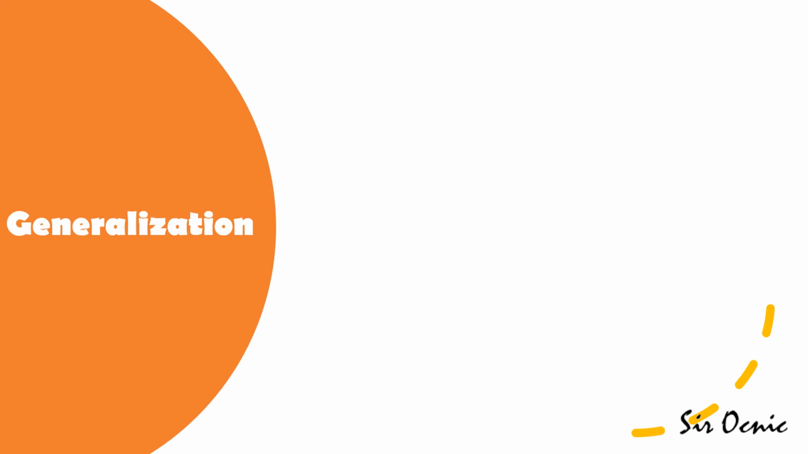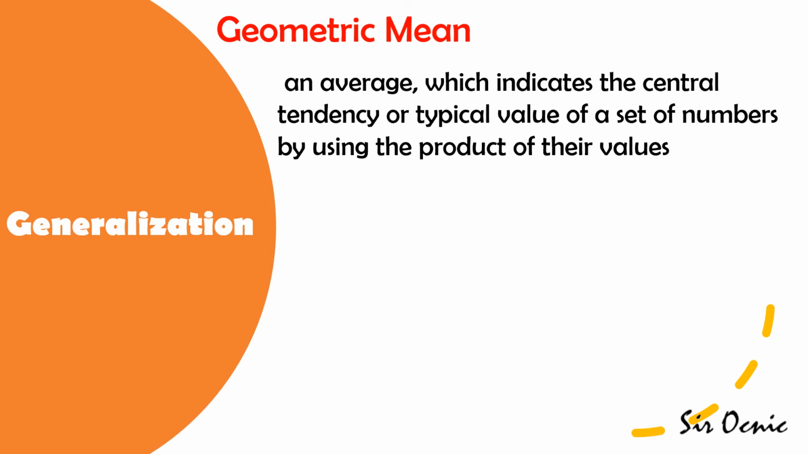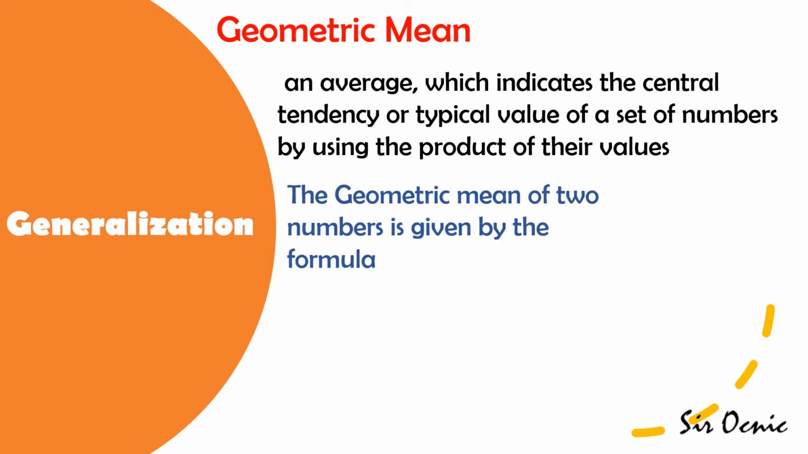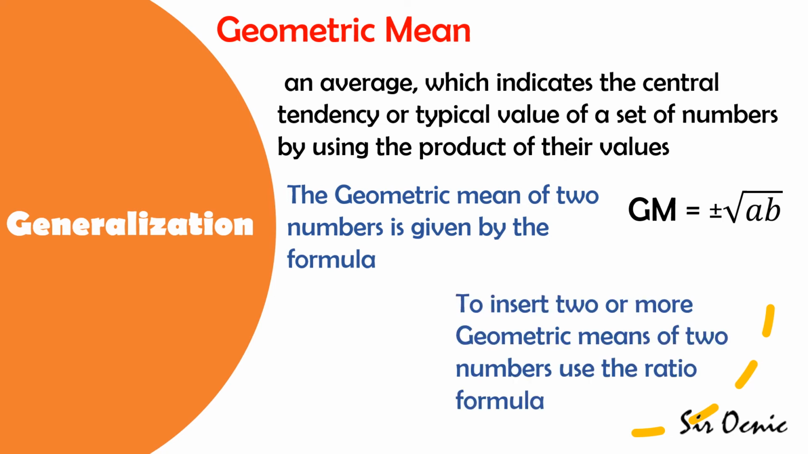Let us now generalize what we have discussed in this video. A geometric mean is an average which indicates the central tendency or typical value of a set of numbers by using the product of their values. The geometric mean of two numbers is given by the formula positive negative square root of AB, wherein A and B are the two given numbers. And if you are going to insert two or more geometric means of two numbers, use the ratio formula given by n minus 1 root of a sub n over a sub 1.